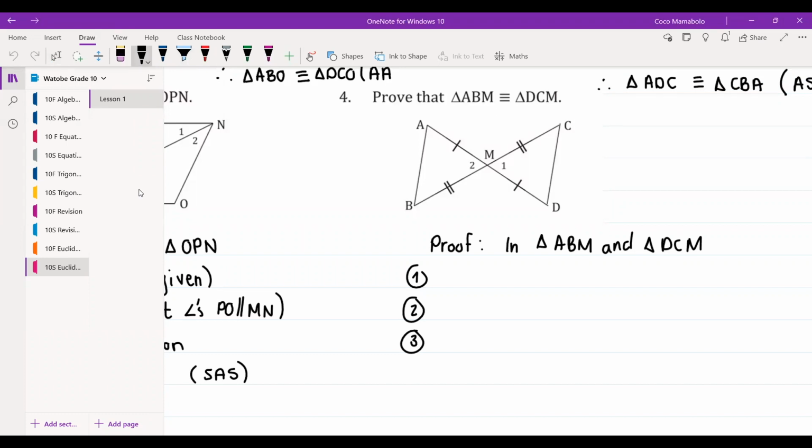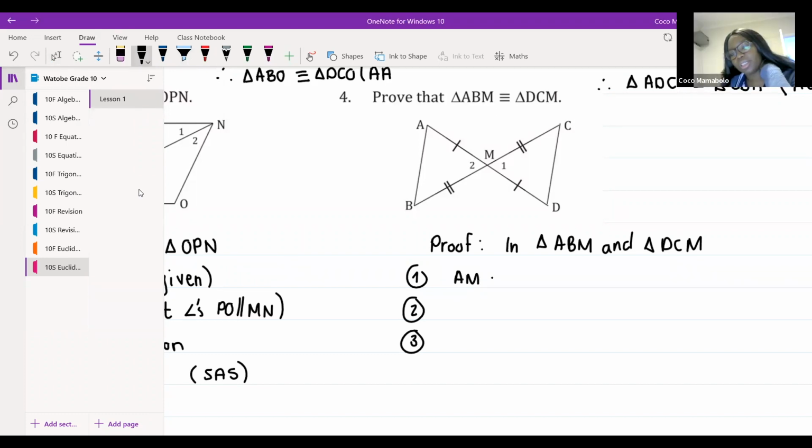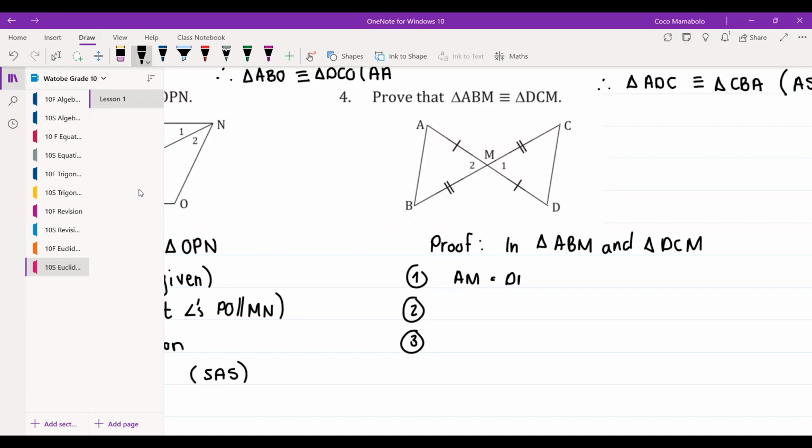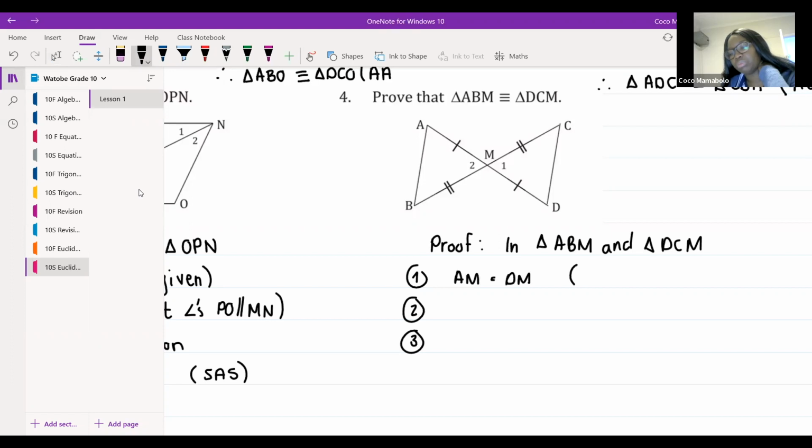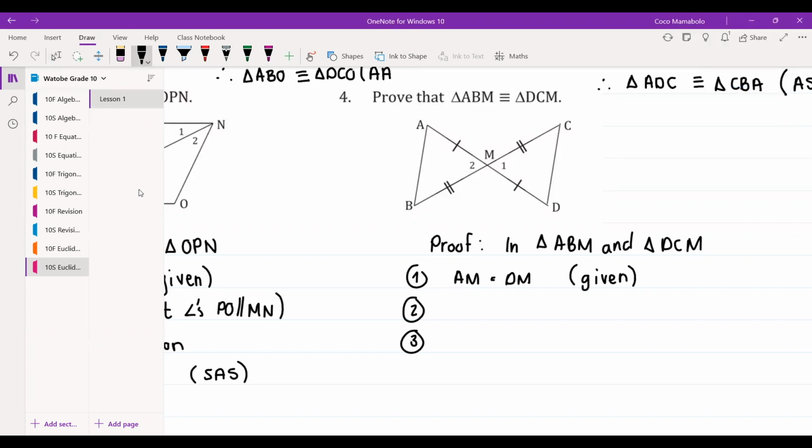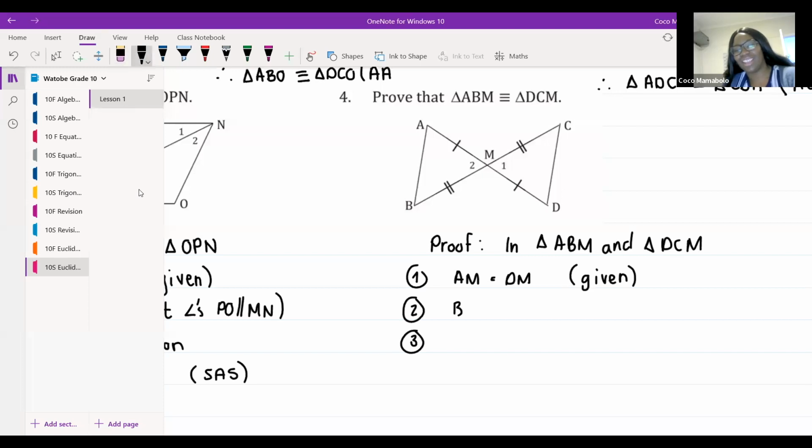Ma'am, I said AM is equal to AM, good, is equal to DM. Excellent. And what's my reason? It's given. And it's a side. Give me another one. BM and CM is equal to each other. And it's also a side. Thank you. That's it. BM is equal to CM.